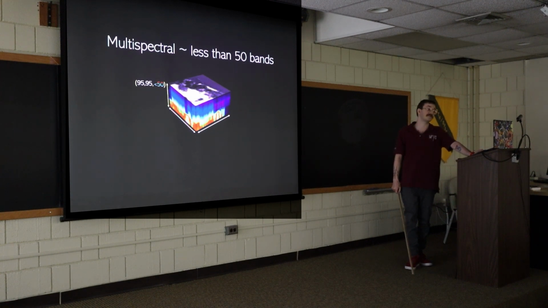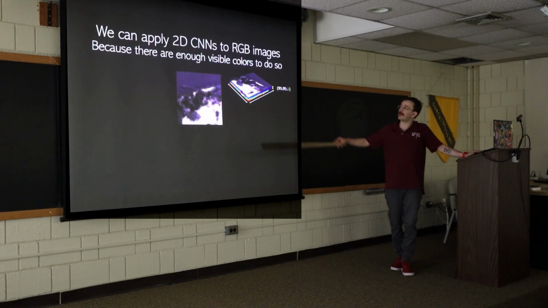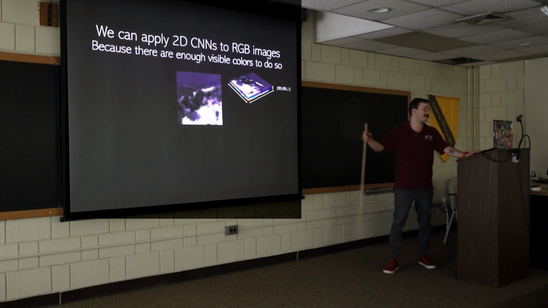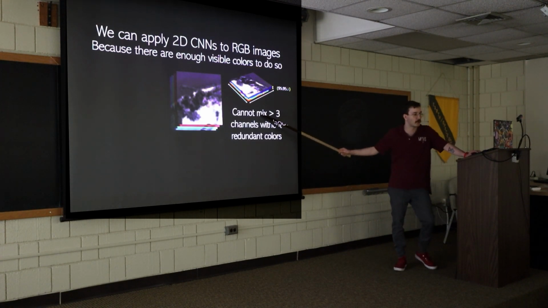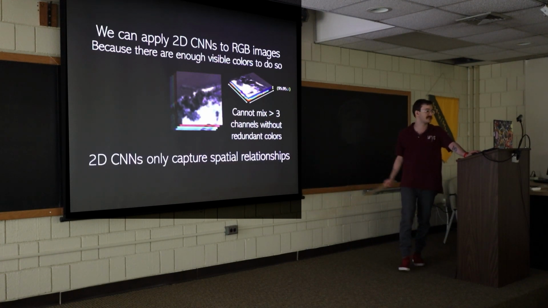So we can apply 2D CNNs to RGB images because there's enough visible colors to do so, right? You can't mix more than 3 channels without running out of colors. So 2D CNNs are really only capturing spatial relationships.